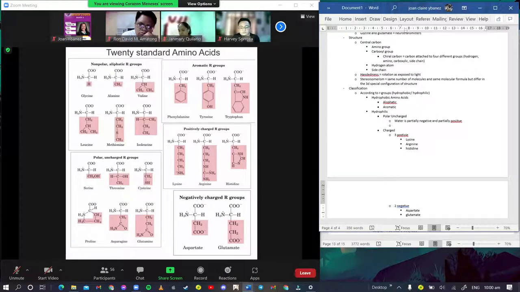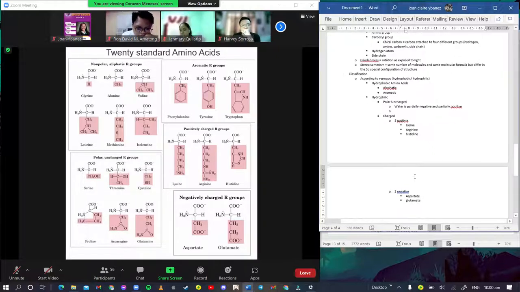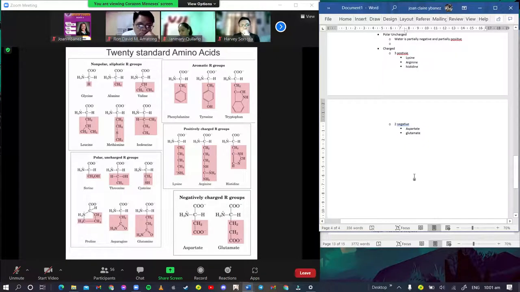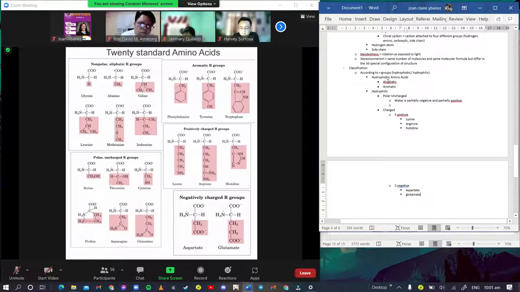And then take a look at valine, leucine, and isoleucine. What does the R group look like? How does it differ from alanine and methionine? You see branching, right? And these three are referred to as the branched-chain amino acids. Okay? So isoleucine, valine, and leucine are your branched-chain amino acids.